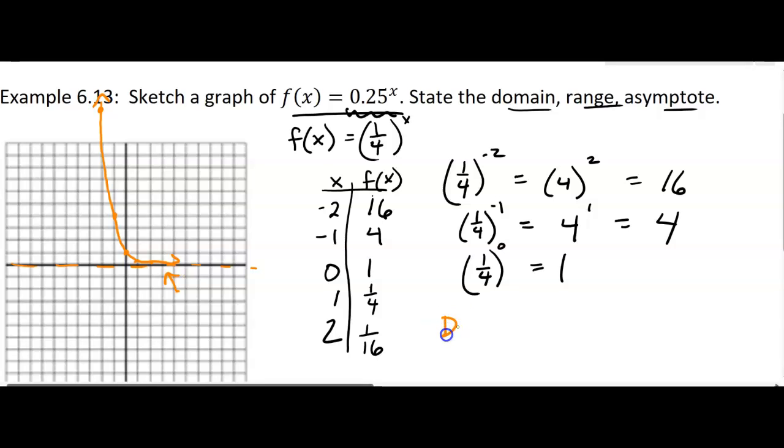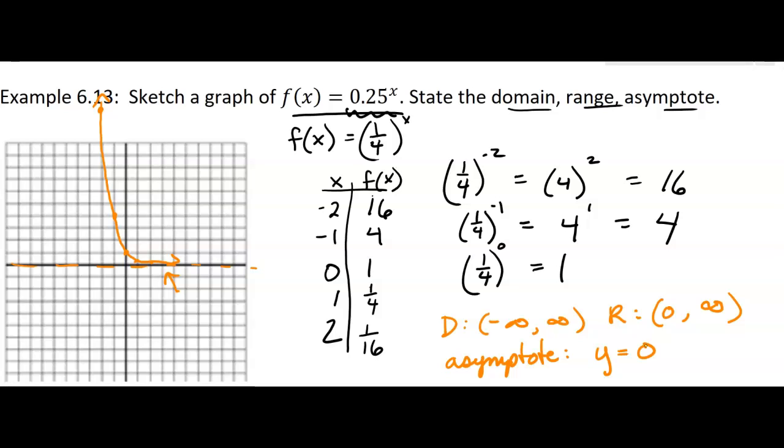Okay, domain, all real numbers. The range is going to be from 0, not including 0, to infinity. And then the horizontal asymptote, we know that from the equation, y equals 0. So just like what we did in the last video, it's decreasing for one thing, because the 1/4 is less than 1. So that's why it's decreasing. And it's decreasing very quickly, and then flattening out, approaching the x-axis quickly too. All right.